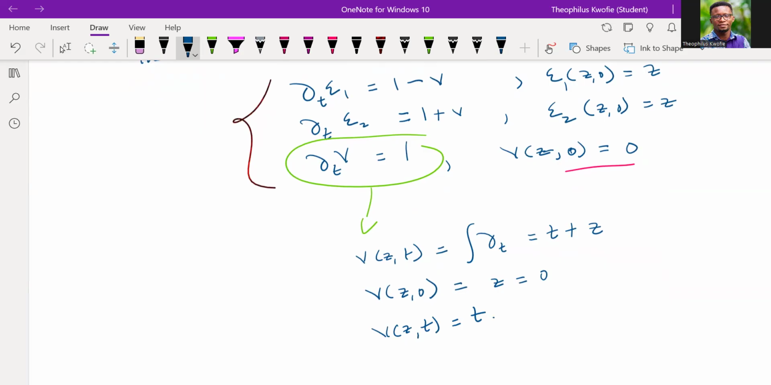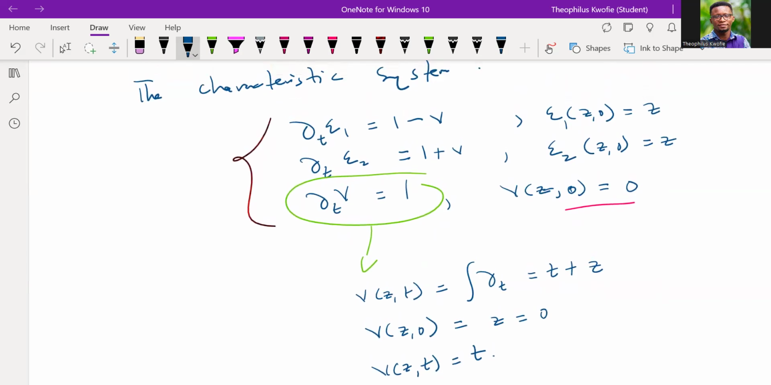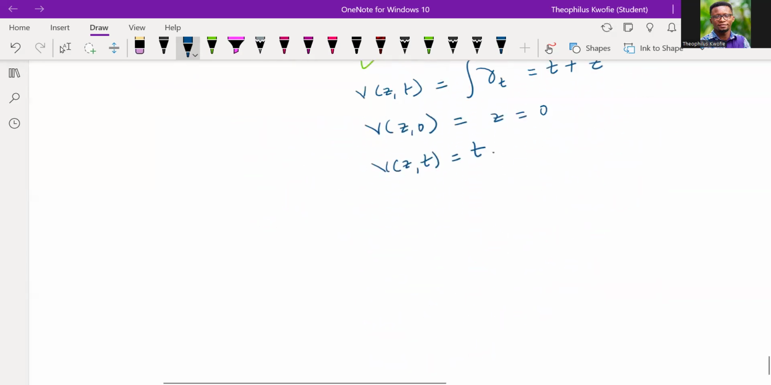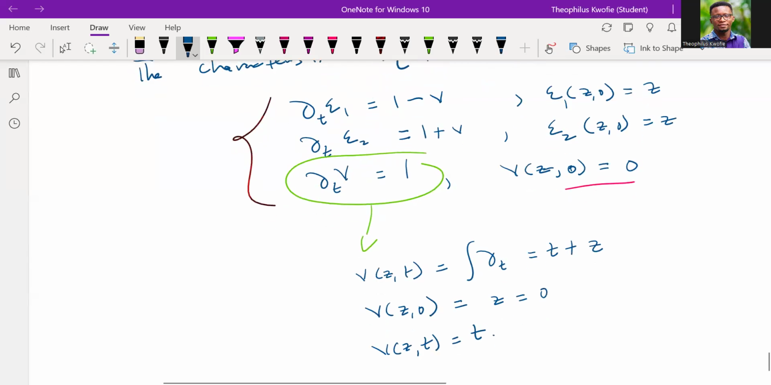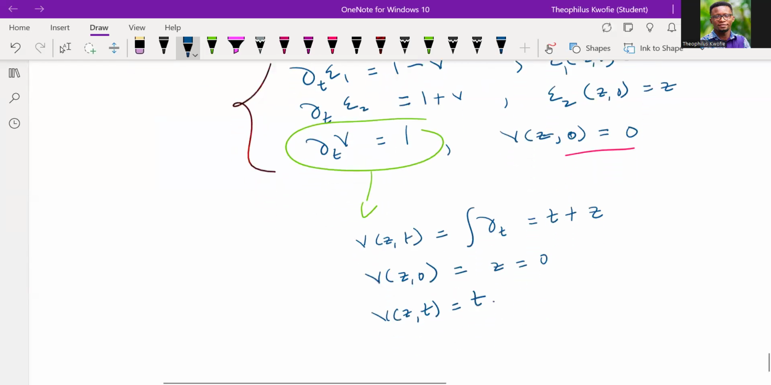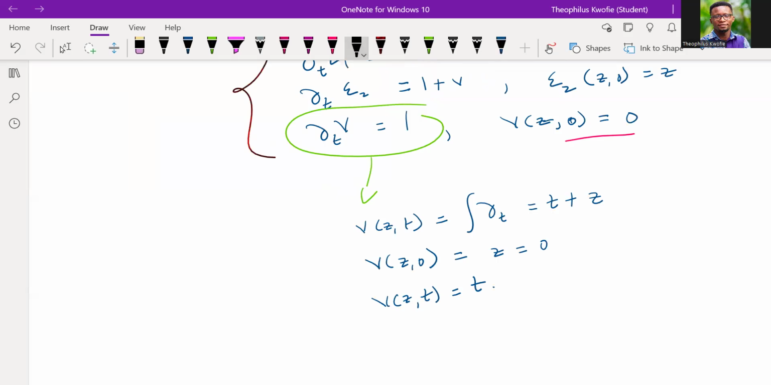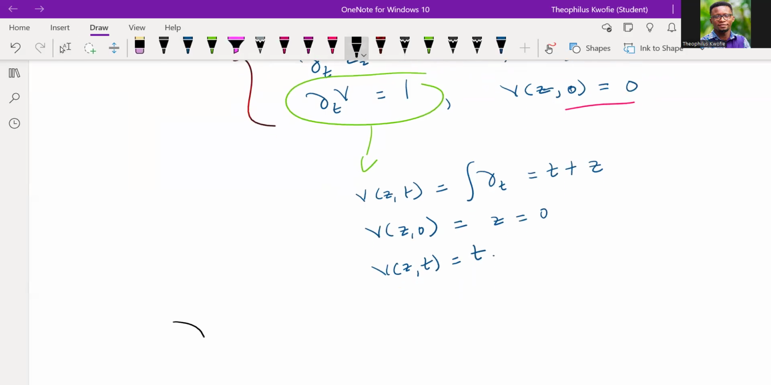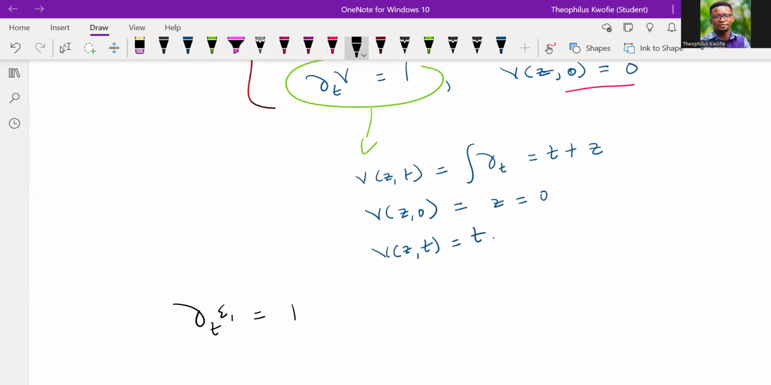Is that okay? Very important. So let's take note of that. Now, what we need to do is plug v into the other system so that it will be easy for us to solve. Is that okay? So on that note, we're going to have our partial of xi1 with respect to t to be equal to what? 1 minus v. And our v now, we have v to be t, right? So all that we need to do is to integrate it.